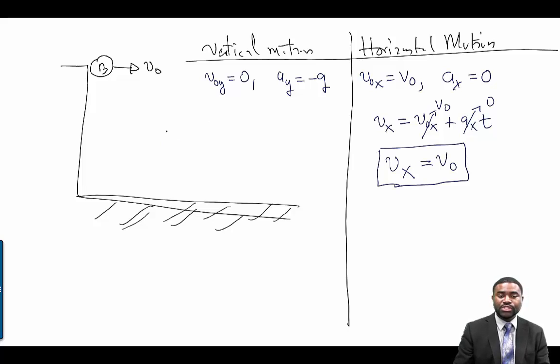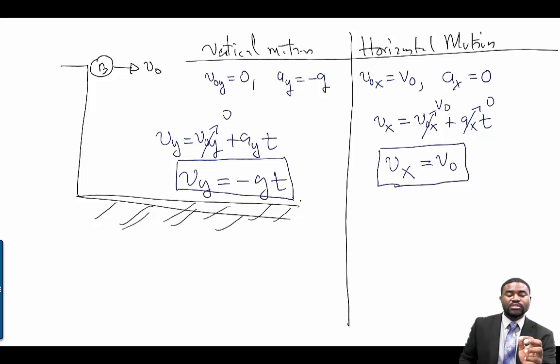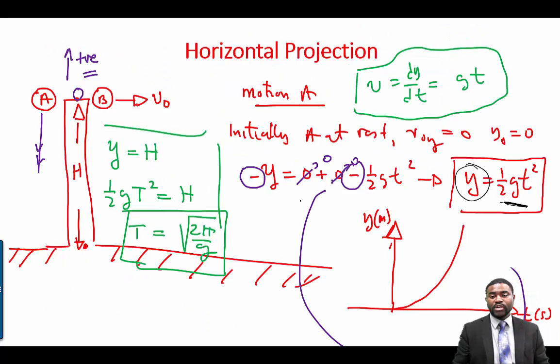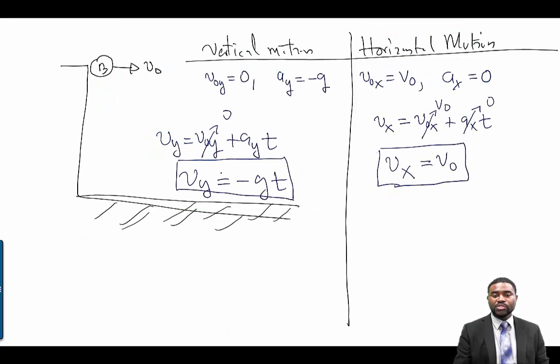Let's come back to the y motion. Vy is V0y plus a_y t. This guy is zero. Therefore, Vy is negative g t. What conclusion can we draw from this statement? That the vertical component of the projectile for B is the same as the what? Vertical component for A. Do you see that with me? If we go back a little bit backwards, this was the vertical velocity of what? A. We just proved the vertical velocity of B, and they are exactly the same.